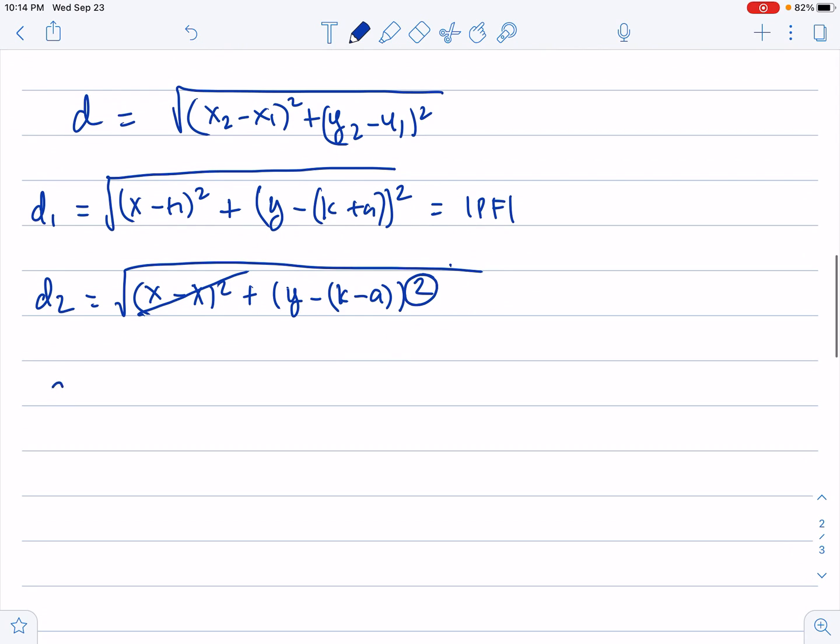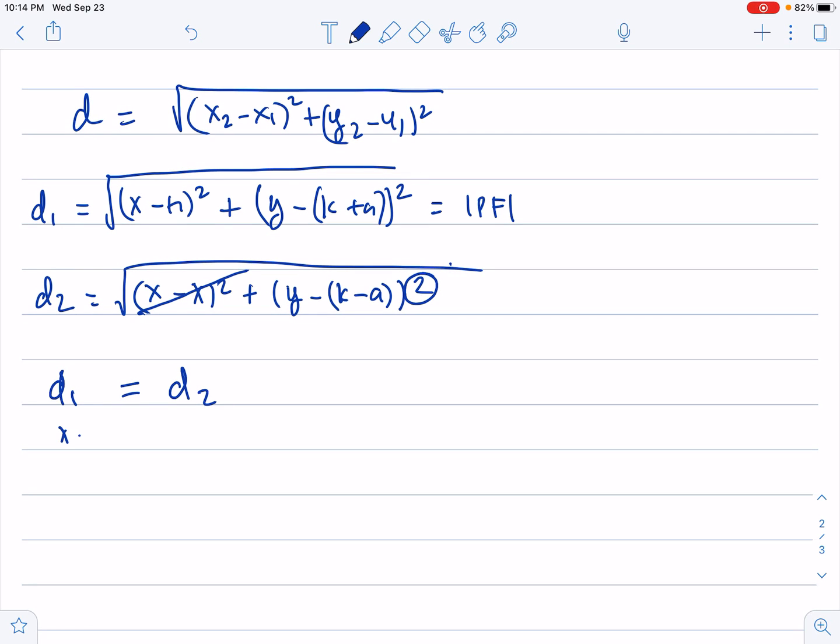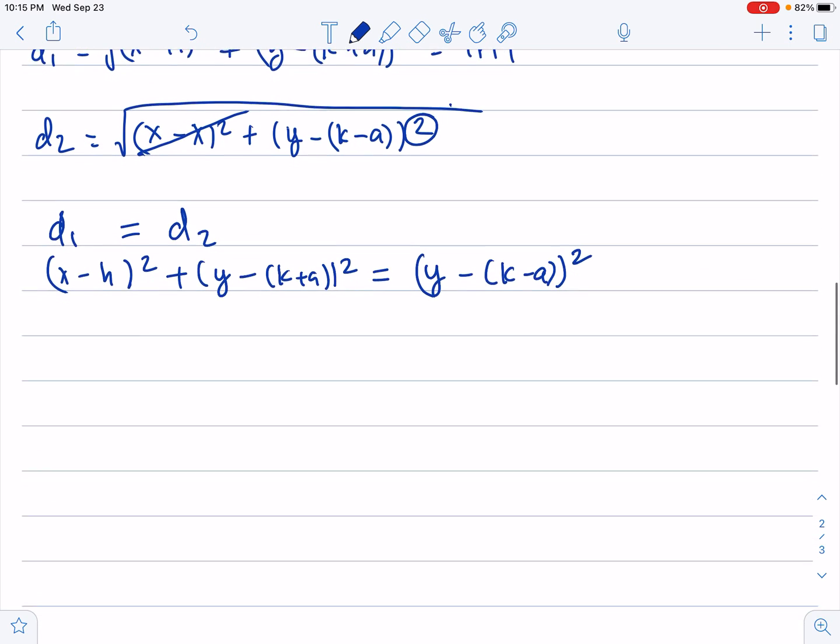Anyway, we have D1. D1 is equal to D2. Alam natin yan. So if we square both sides, no, matatanggal na yung square root ng nasa D1, di ba? So magiging (x − h) squared plus (y − k + a) squared. Ano ang dito natin? That's, pag tinanggal natin yung square root, we have (y − k − a) squared. Alright? So, pareho natin tinanggal yung square root.